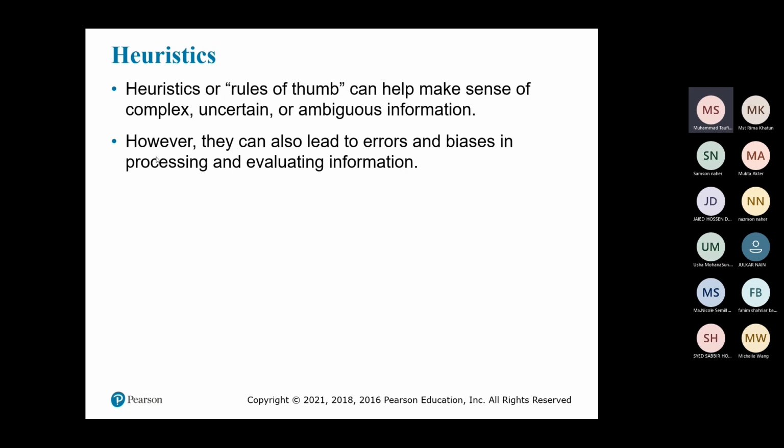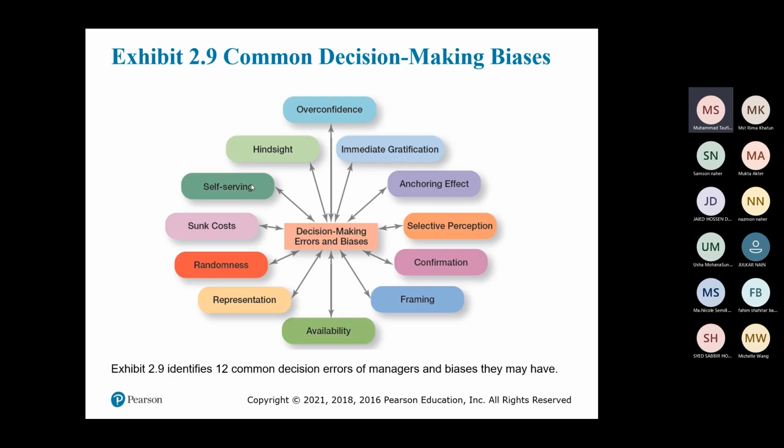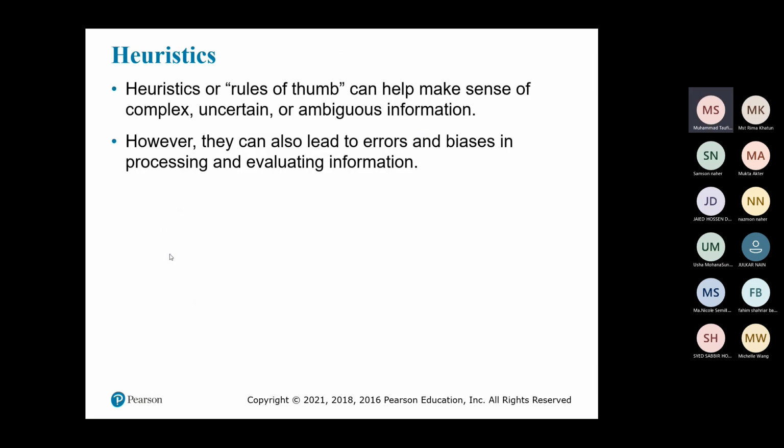But when you are using a rule of thumb, you must understand that it can lead to errors and biases in processing and evaluating information. So you have to be very careful with rules of thumb when you want to use them, because they can create a bias. You have to be very careful when you want to apply a rule of thumb in your decision making. So that is about the rule of thumb or heuristics.